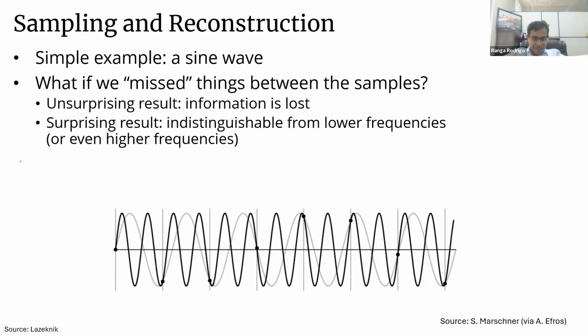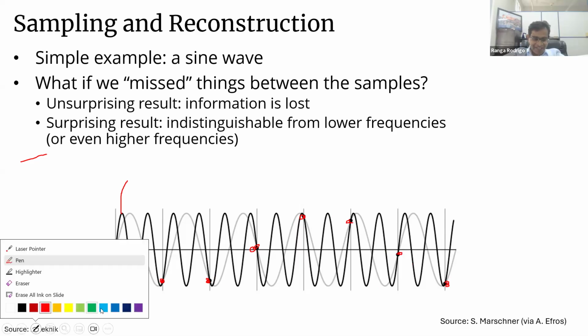Now think about the black sine curve. In this black sine curve, we have taken this sample, this sample, this sample, this sample, this sample, this one, this one, and this one. And given these samples, it is possible.